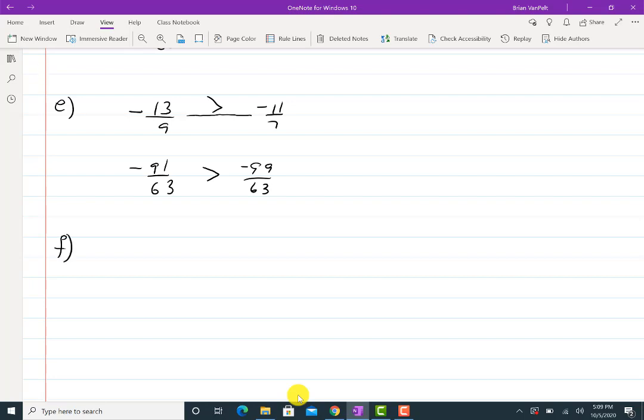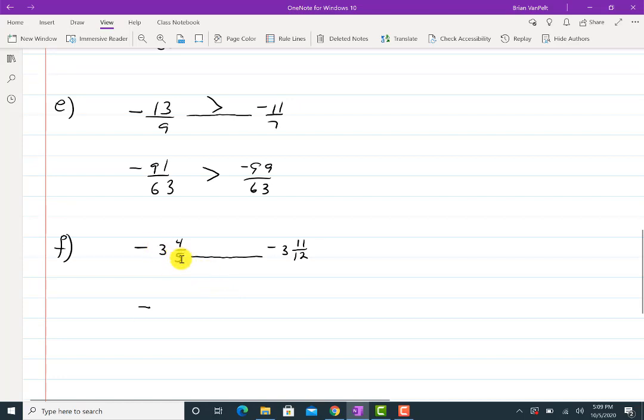Let's do another one. Negative 3 4/5 versus negative 3 11 over 12. So what I'm going to do is change these mixed numbers to fractions. It's easier to work with them that way. And so remember what I do. Forget about the negative while you're doing this.